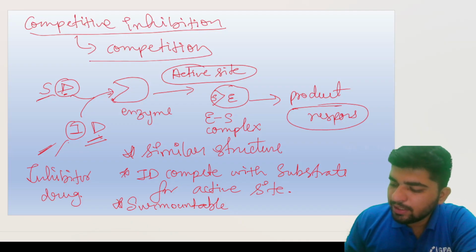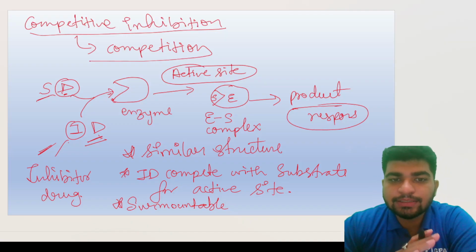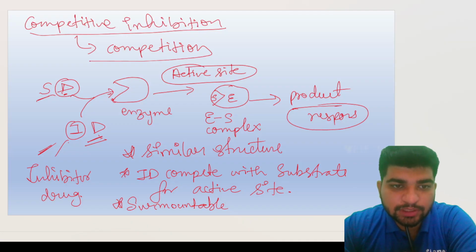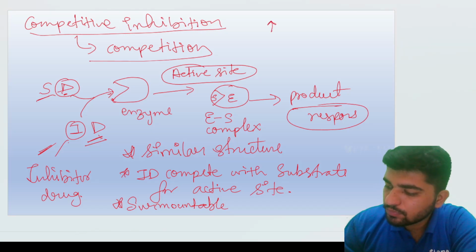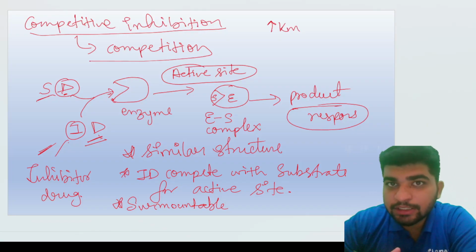The inhibitory drug targets only the active site. Now, if the inhibitory drug has attached onto the enzyme, a high amount of substrate would be needed to replace the position of the inhibitory drug. So that means Km would be increased. An increased amount of substrate is needed to replace that drug. This means Km is increased.